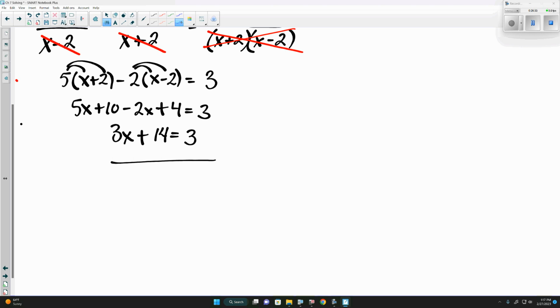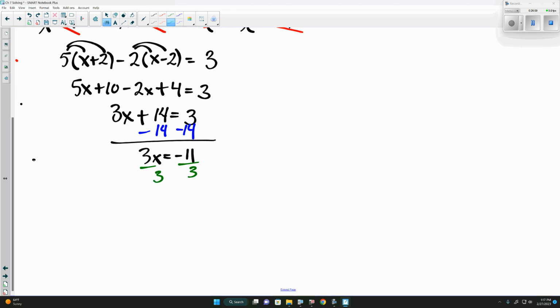So is x already by itself? Yeah, we need to subtract 14 from both sides. Well, yes. So minus 14 telling us 3x is equal to negative 11. Then we divide by 3, telling us x is equal to negative 11 thirds. And since it's not one of our restrictions, that's it. Questions on any of this here? All right.